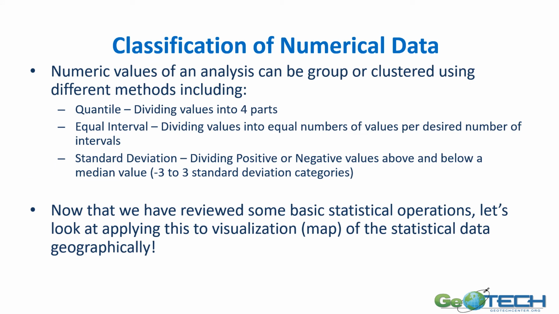Numerical values of an analysis can be grouped or clustered in various ways. Some of the ways are quantile, or dividing into 4 equal parts, or I could divide it into equal intervals, dividing equal numbers of values per desired number of intervals, or I can use standard deviation. So I can take that bell curve and do plus or minus 1 sigma, 2 sigmas, 3 sigmas. Now that we've reviewed some of the basic statistical operations, let's look at applying it to visualization, or mapping that data.